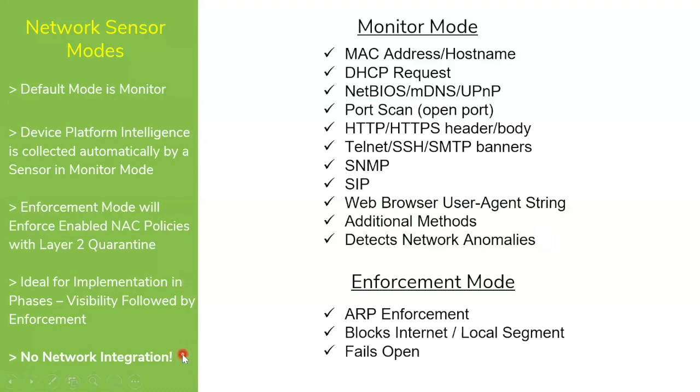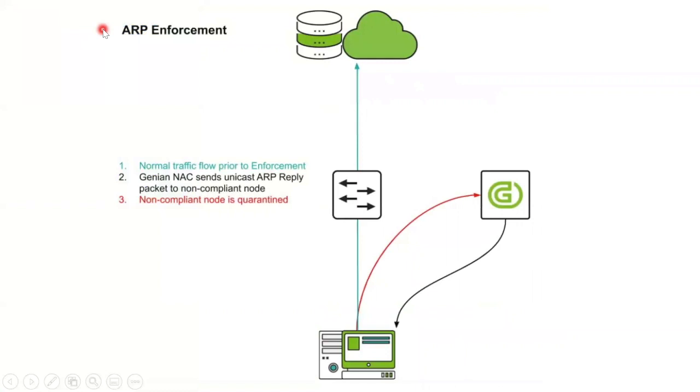And again, other than connecting your sensor to a trunk port and tagging VLANs, there is no network integration required for this functionality. Your ARP enforcement can block internet or east-west traffic on the same segment, and as a reminder again, it fails open. This is a visual depiction of what the ARP enforcement looks like.